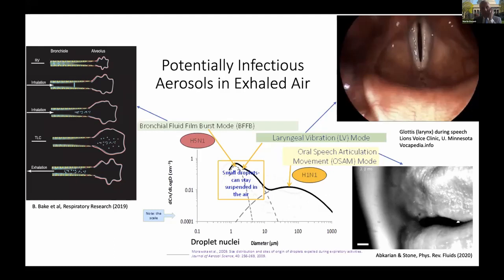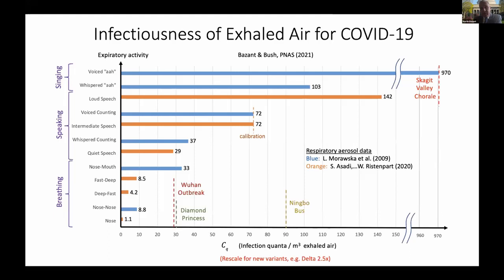So to make a long story short, in our PNAS paper, we analyzed a number of spreading events and also took into account the distributions of droplets emitted in different forms of respiration, ranging from different types of breathing to speaking to singing, and ended up making this kind of chart for the original strain, the Wuhan strain of SARS-CoV-2, for how infectious the air is that is being exhaled.